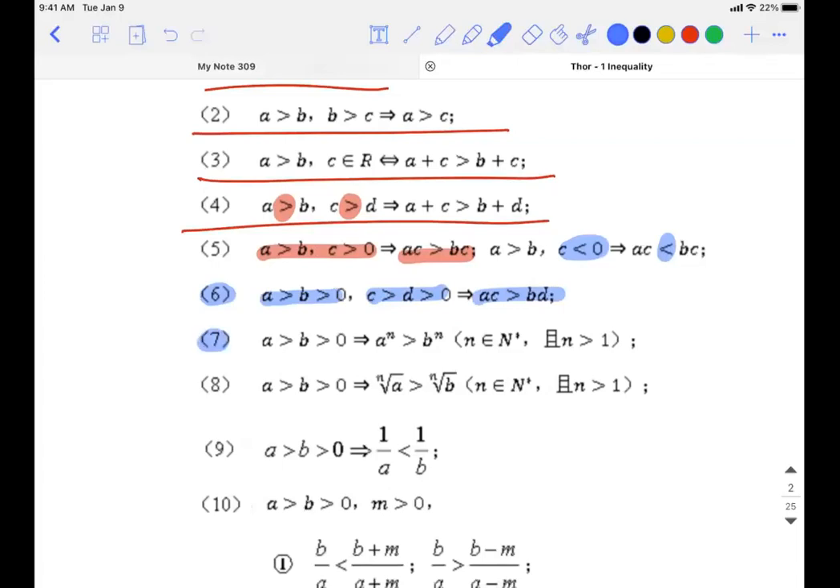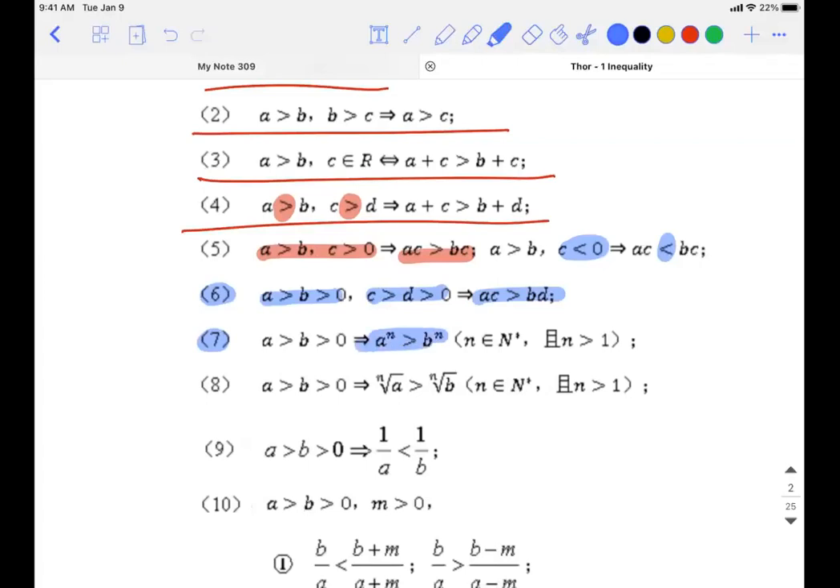Number 7 is kind of an elaboration for number 6, because number 6 has two expressions. You multiply them together, you get a relationship. And number 7 is, what if you have multiple expressions? You multiply them together, the same property will hold. So if A is greater than B, which is greater than 0, if I want to take n powers on the two sides of this inequality, of course, the inequality will still hold, right? I think that this is something quite understandable.